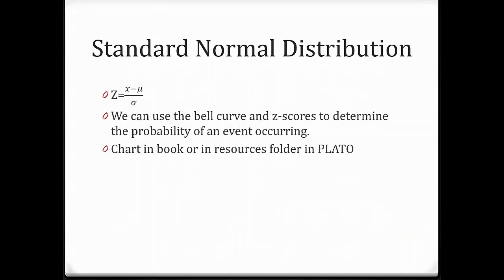So what does that mean? So standard normal distribution, we can standardize, and we have our x value minus our mean divided by our standard deviation. We can use the bell curve and z-scores to determine the probability of an event occurring. There's a chart in the book that helps us do that. We also have a chart in our resources folder in Plato, I believe. If not, there will be one at some point in the future.